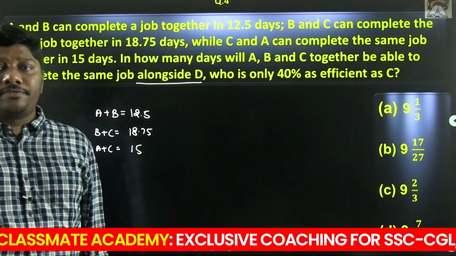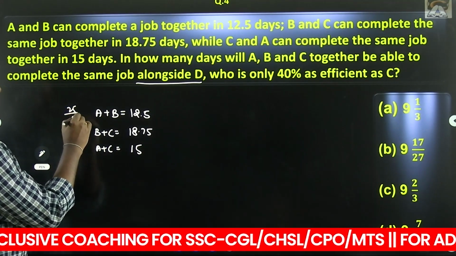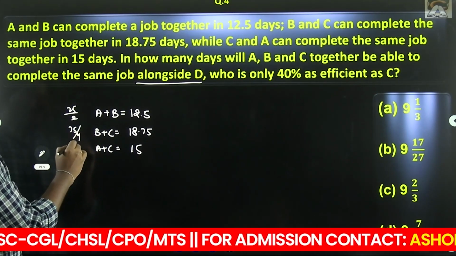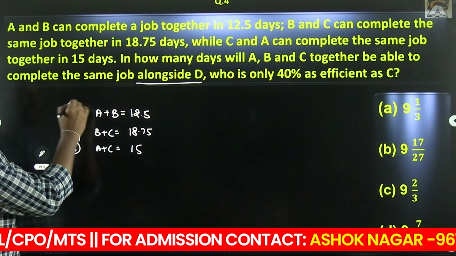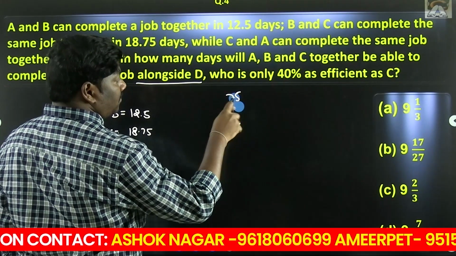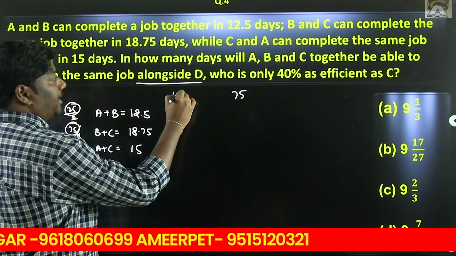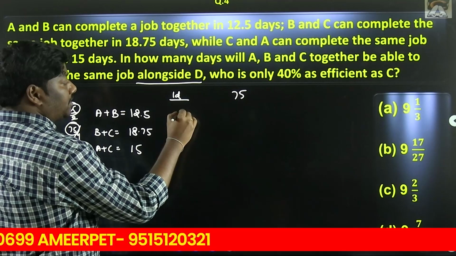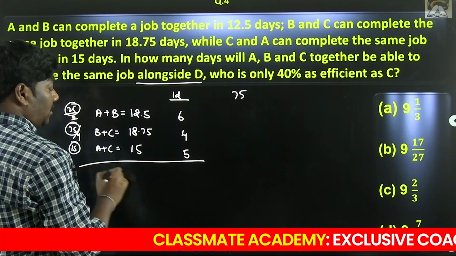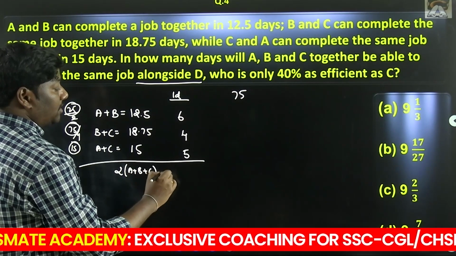First, you need to find out the efficiency of C as well. See here, 12.5 is nothing but 25 by 2, 18.75 is 75 by 4, and 15. Take the LCM of the numerators, which is 75. Therefore, take their efficiencies, you can call it one day's work: 12.5 into 6, 18.75 into 4, 15 into 5. These are their efficiencies. You can say 2 times of A plus B plus C, if you add all of them, is equal to 15.